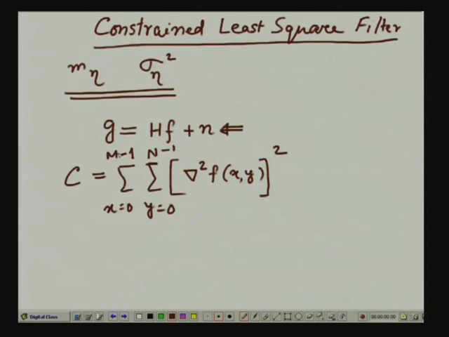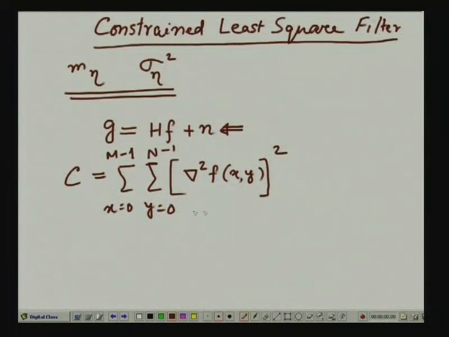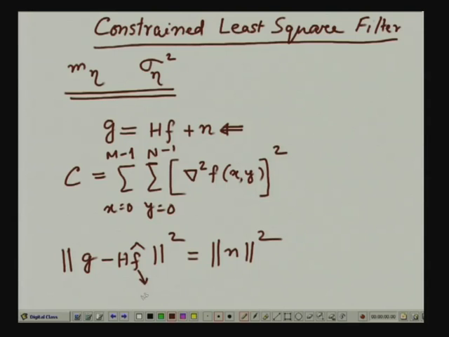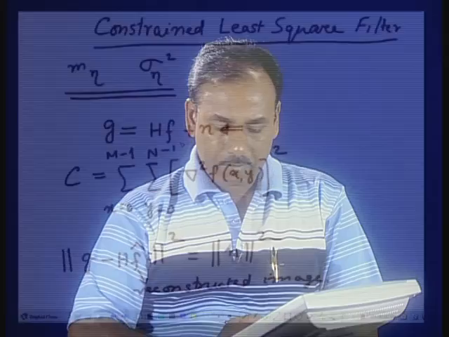This optimality criterion is Laplacian operator based, and our approach will be to minimize this criterion subject to the constraint that the norm squared of g minus H f hat should be equal to the norm squared of n, where f hat is the reconstructed image. We try to minimize this criterion subject to that constraint, and that is why it is called constrained least square filtering.